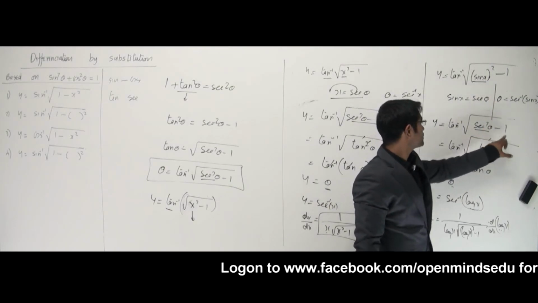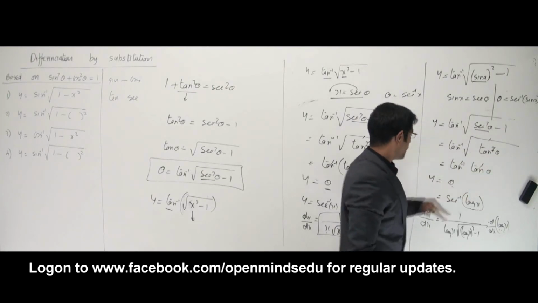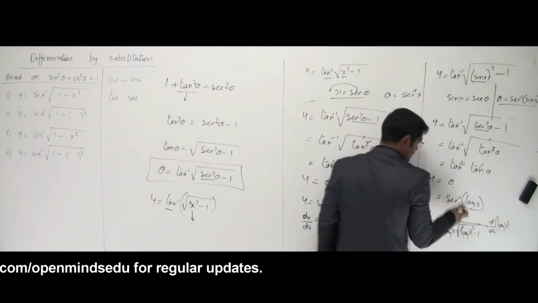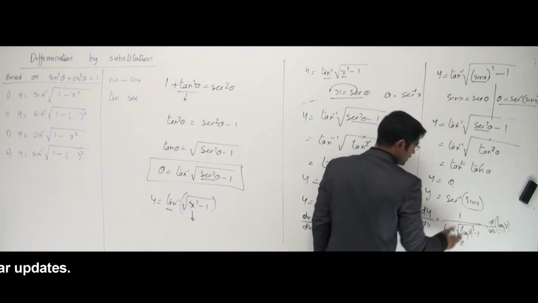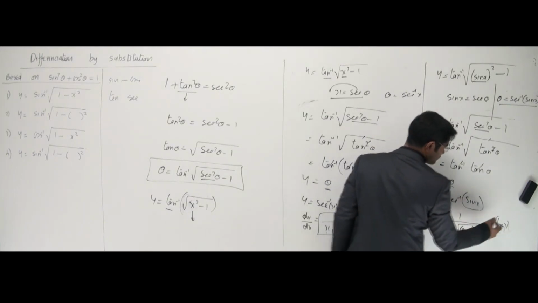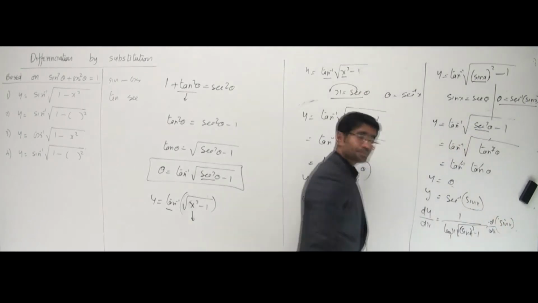I get secant squared minus 1 as tan squared. Everything remains the same till here. Now, who was theta? Theta is secant inverse of sine x. So instead of log x, I have sine x. Nothing changes in the whole format. So I get sine x here, and I will be differentiating sine x here. That's it. Very simple. That's your answer.